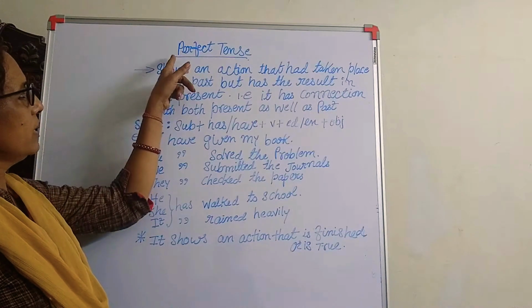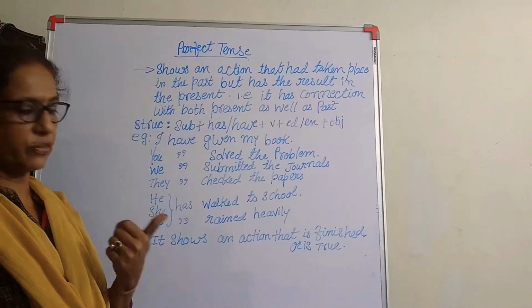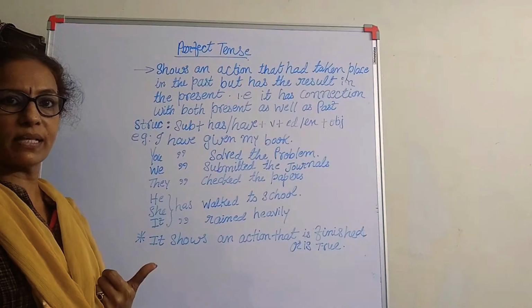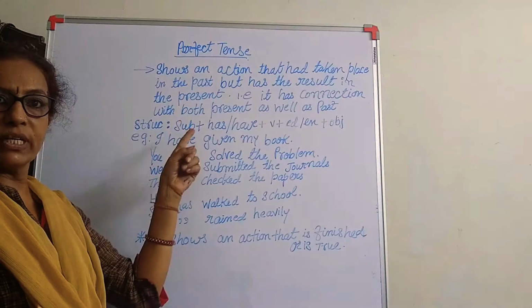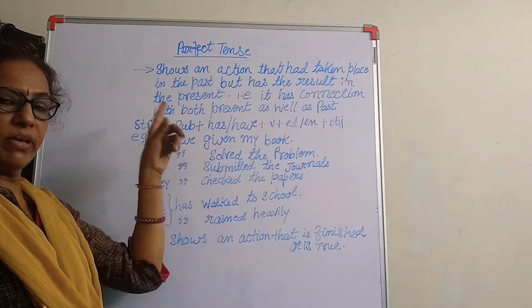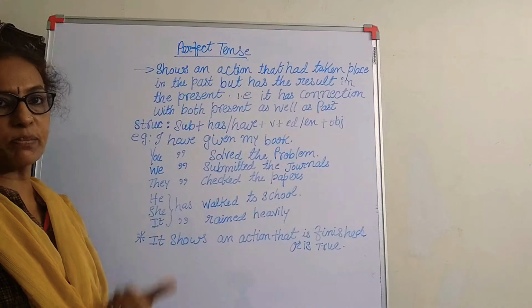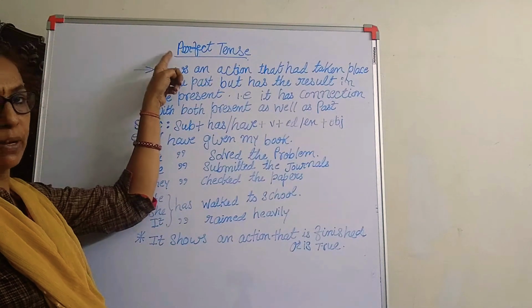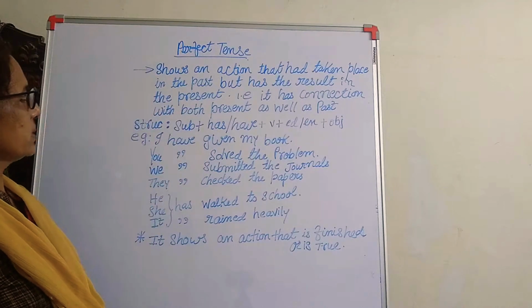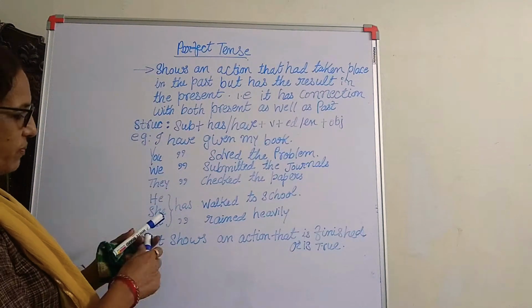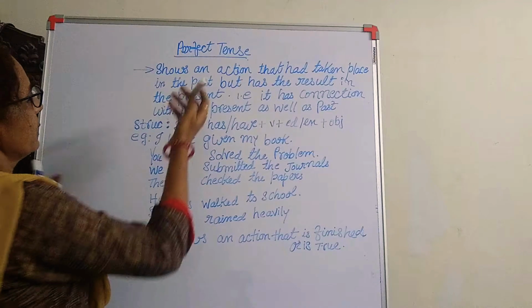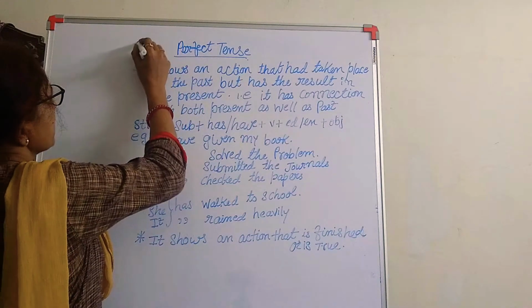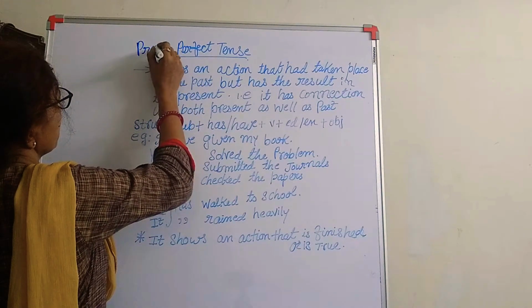Okay, and we have done the other three tenses: present tense, past tense, and future tense. Okay, simple. Then we have done the present continuous, past continuous, and future continuous. Today we are going to do perfect tense in the three sections. Okay, so perfect tense. Now here we are doing what? Present perfect tense specifically.